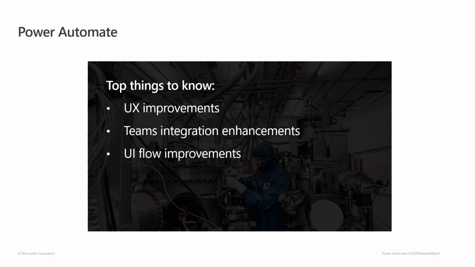UI or user interface flow improvements so you can automate applications that don't have APIs. And finally, combining business process flows with instant flows to automate more complex business processes. Well, let's see how this all works.